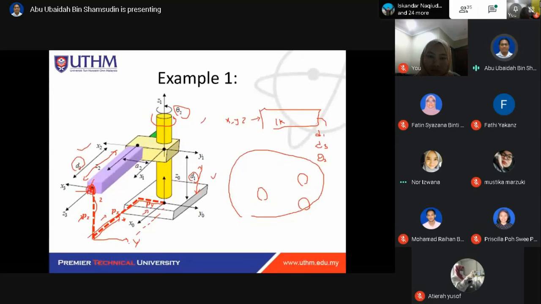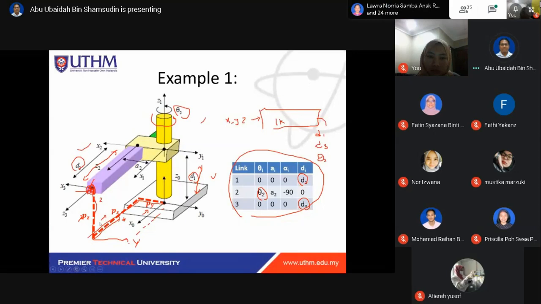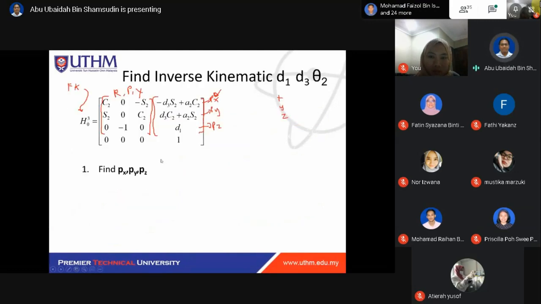So what we do here is we can get the value for Px, Py, and Pz by looking at this equation here. Okay. So looking at this equation here, we can get the Px, Py, Pz. And now we know that the Px, Py, and Pz is given. Next, we want to find the robot joint. If you remember, our robot joint have 3 joints, which is d1, theta 2, and d3.